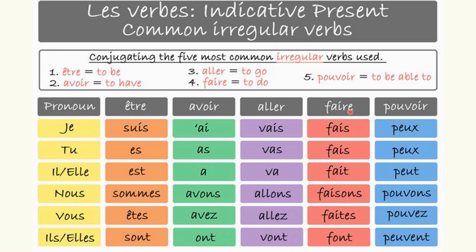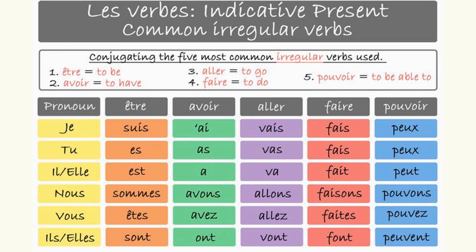Faire, as I told you in my previous video, means to do something. So it's je fais, tu fais, il elle fait, nous faisons, vous faites, and at the last we have ils elles font. Then we have pouvoir, which means to be able to. It is conjugated as je peux, tu peux, il elle peut, nous pouvons, vous pouvez, ils elles peuvent.